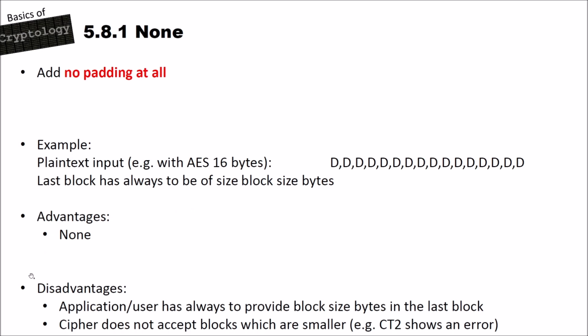First of all, the application or user who uses the block cipher, the AES in our case, always has to provide block size bytes in the last block. So you cannot encrypt fewer than 16 bytes in the last block. You always have to take care that your application has 16 bytes in the case of AES in the last block, and the cipher does not accept blocks which are smaller. For instance, CrypTool 2 shows an error if you select no padding at all and you want to encrypt fewer than 16 bytes with the AES.